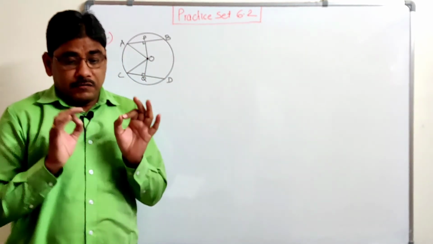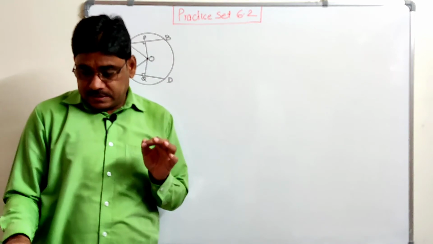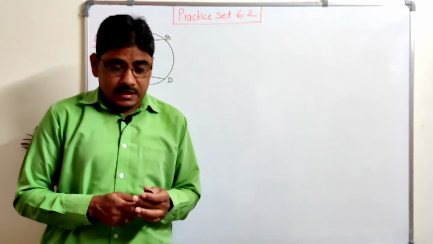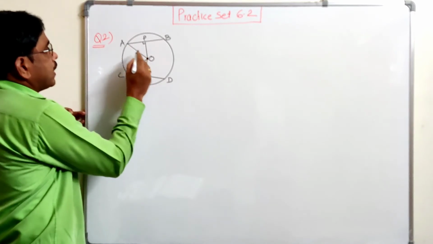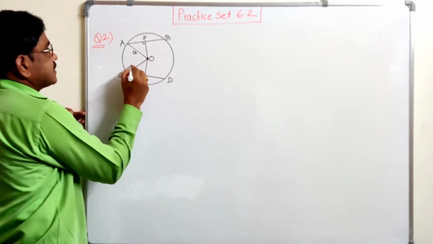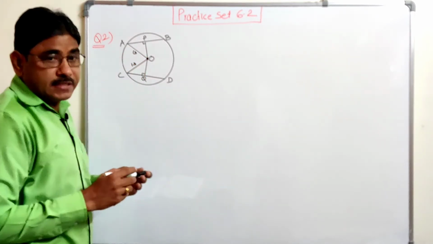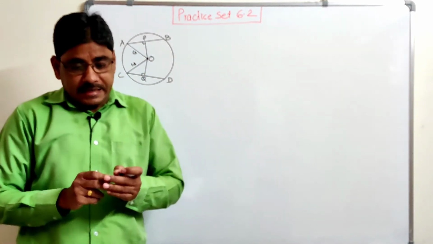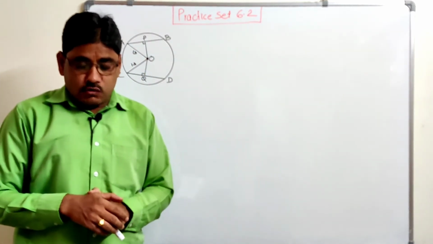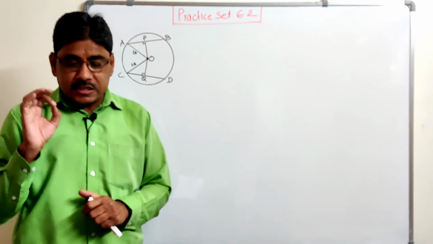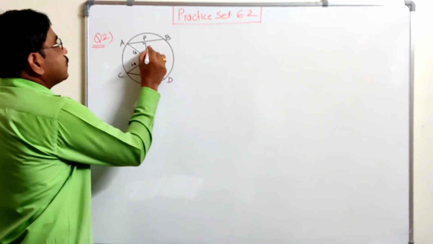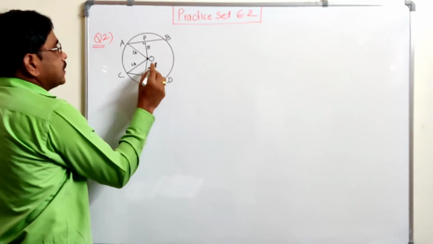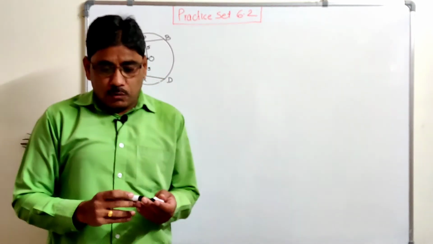In a circle with radius 13 centimeter, means radius of this circle is 13 centimeter. So here this OA is 13 centimeter, this is also 13 centimeter. Then second thing, two equal chords, congruent chords, are at a distance of 5 centimeter from the center. That is, OP is 5, OQ is again 5. Then find the length of the chords.